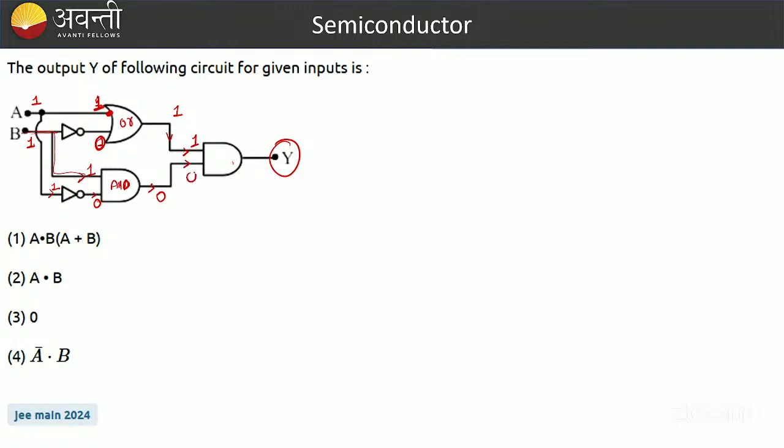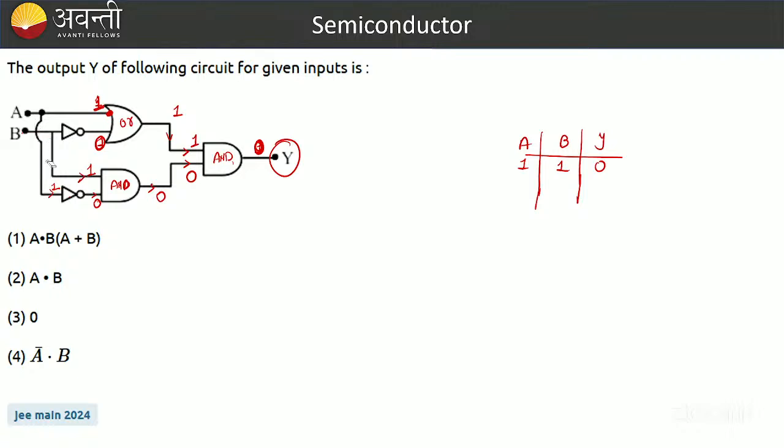Finally, the signal that we are getting is 1 and 0. And 1 and 0, and this is again the AND gate in front, so it will give you 0. So we can make the truth table here for A and B, and Y. If A is 1, B is also 1, Y gives you 0. Got it?